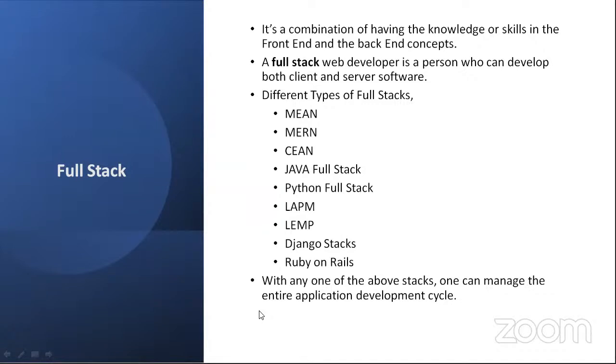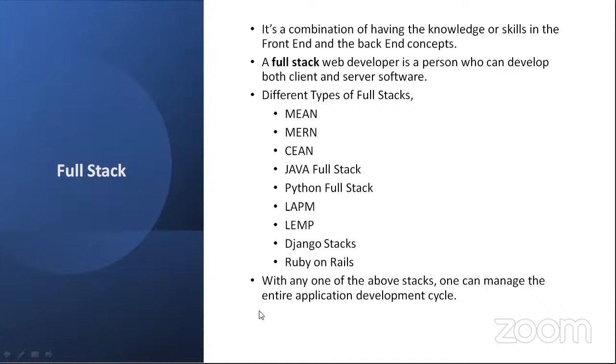Let me explain what MEAN is. Each letter explains a different skill. M is for MongoDB, which is related to the database. MongoDB is a NoSQL database, and E is for ExpressJS, related to the backend concept, which works closely with Node.js, the N, the last letter in MEAN. Node.js is our backend scripting language, which runs with the help of JavaScript. And A stands for Angular, a web framework used to write the front end coding.